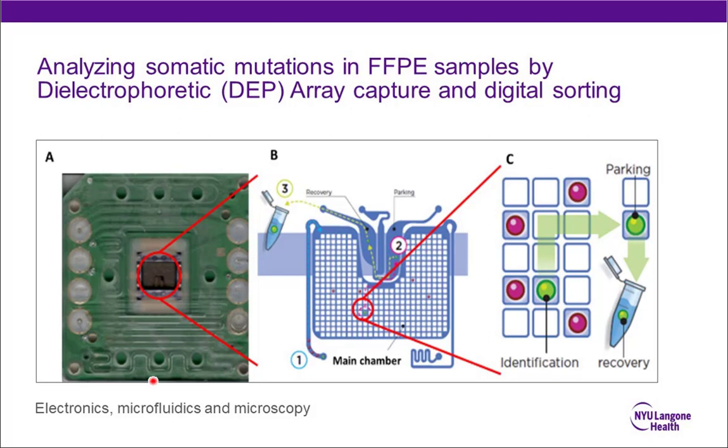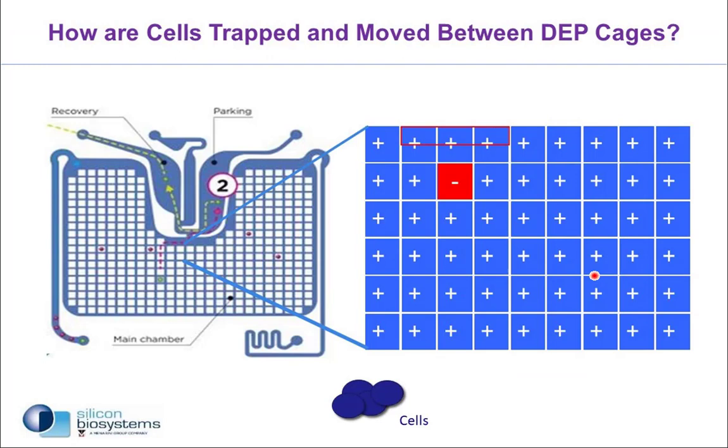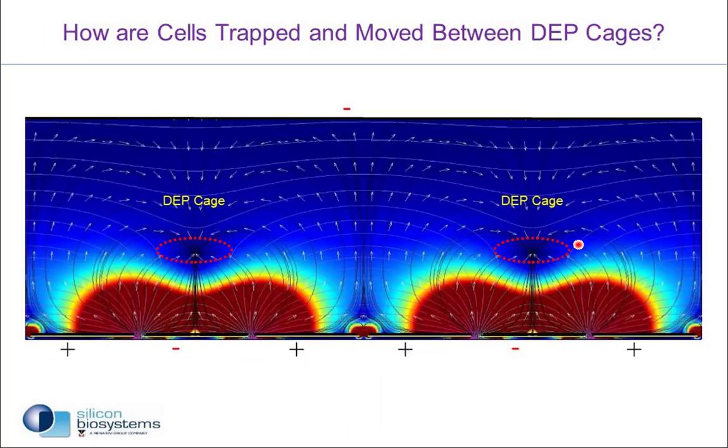that DEPArray is basically a combination of electronics, microfluidics, and microscopy. The sample gets injected into microfluidic channels, comes into the chamber, is visualized with a microscope and a camera, and then the cells are analyzed, and the recovered cells are moved into tubes for further molecular analysis. When you look at it more closely, it is called an array because there are microelectrodes at the bottom that you can switch on and off, and you can create a negative field surrounded by positive fields. When the cells get trapped in them, you can move them around by switching the fields.